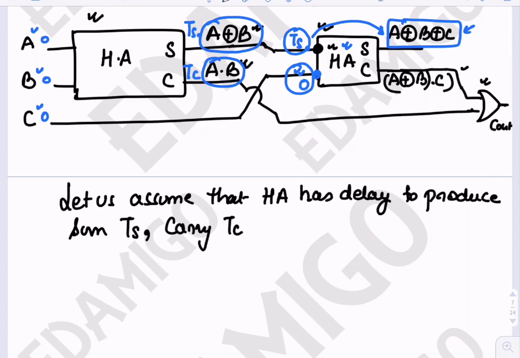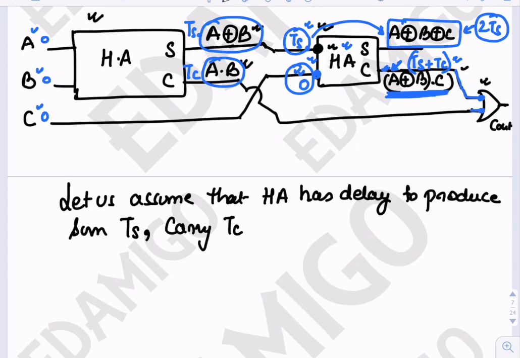So this output will be available at 2TS time instants only, and this output will be available at TS plus TC time instant. Because the inputs are available at TS time instants, and to produce the carry it takes TC time instants. So TS plus TC time instants to produce this at the output. Now this is available at the input of the OR gate.